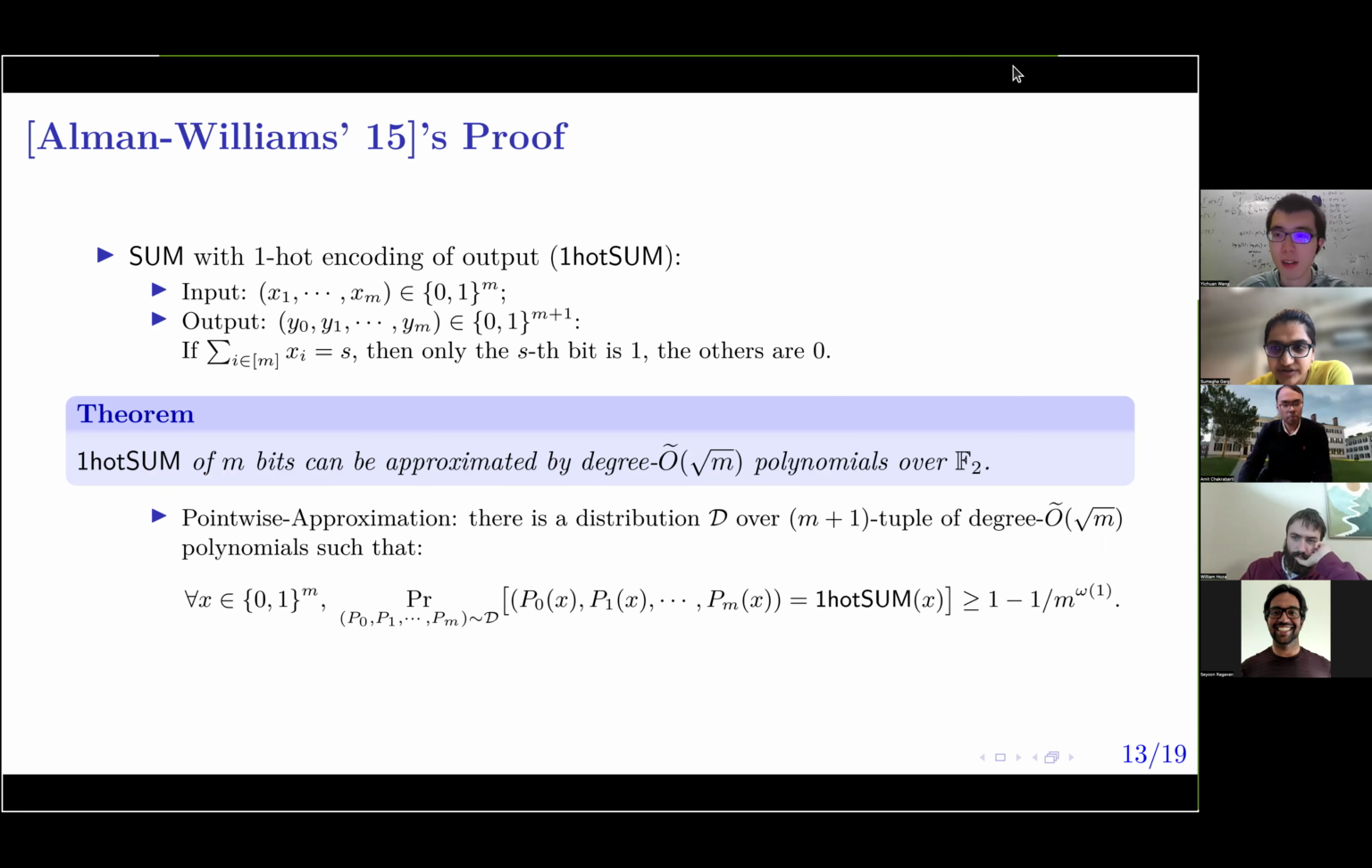So there's a clarification question. The threshold gates for distinct columns may be different. Is that true? Okay, so that's a good question. Let me answer it.